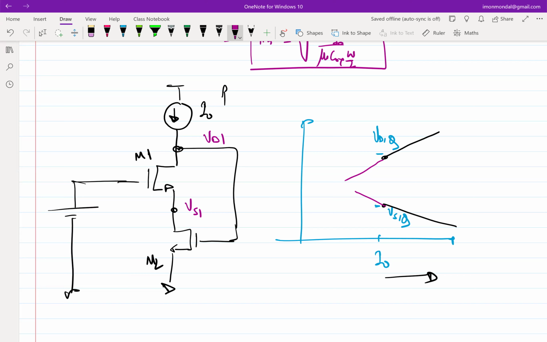What if this changes, right? Now, what are the things that can change? What if I0 can change? What if W by L of M1 changes? What if W by L of M2 changes? What if the bias voltage VB1 changes? Which direction is your circuit moving? As long as you answer that question to yourself, you'll be good.